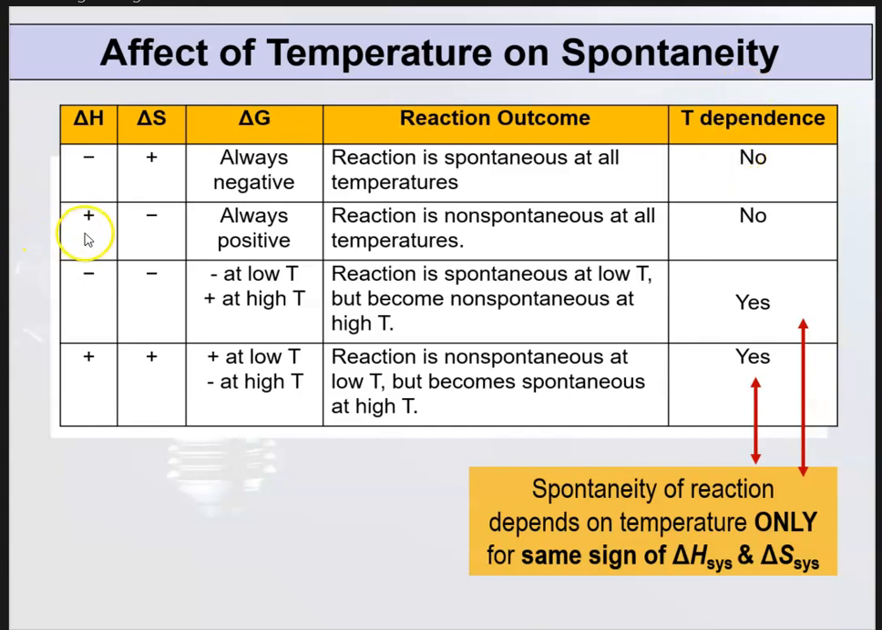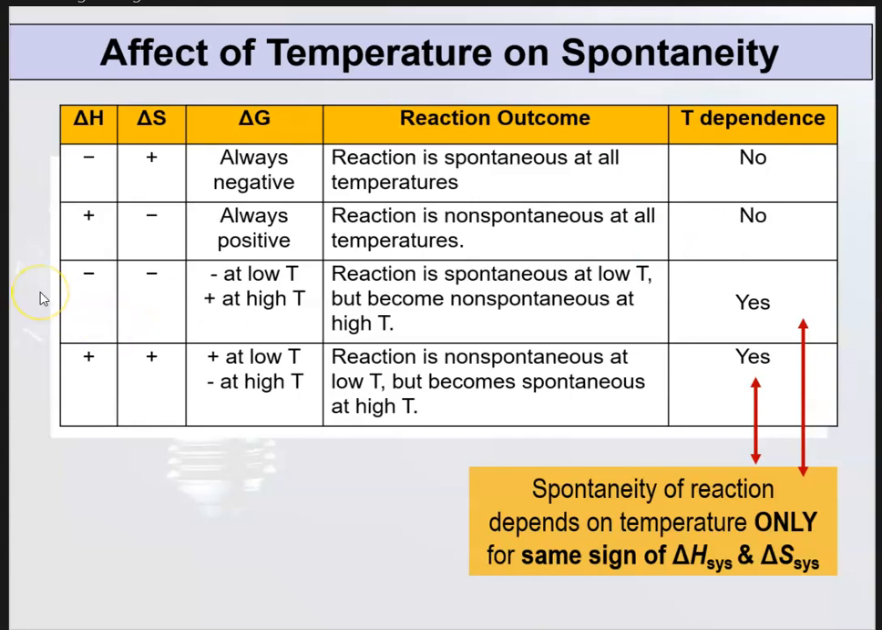If you have a positive enthalpy change and negative entropy change, opposite to the first one, delta G is always positive. So the reaction is non-spontaneous at all temperatures. Tak kisah you panaskan ke, you sejukkan ke, it's still non-spontaneous. We need to find another way to make it react.